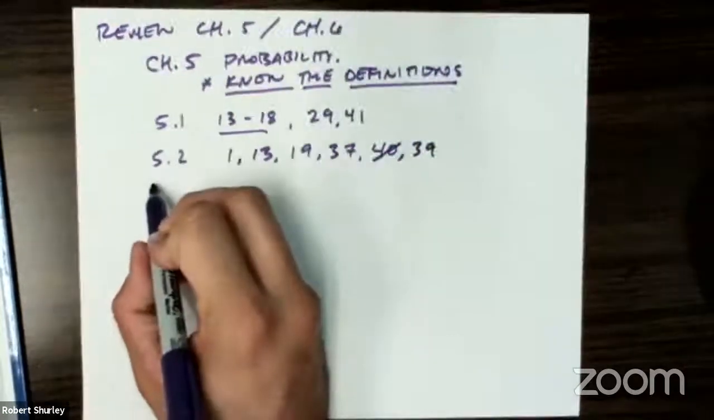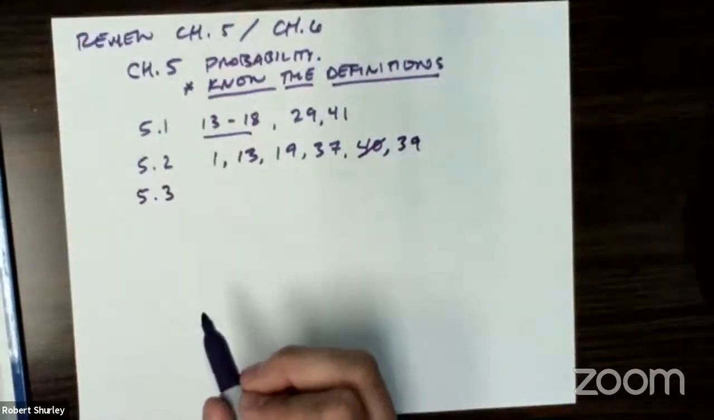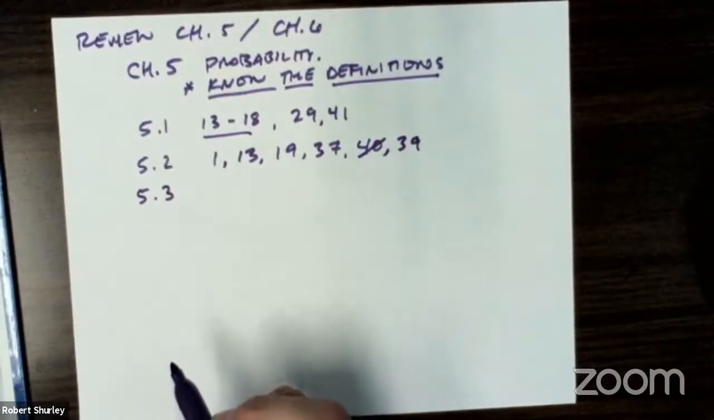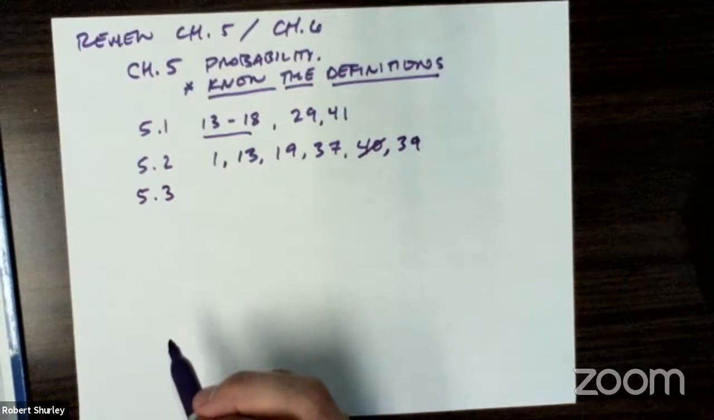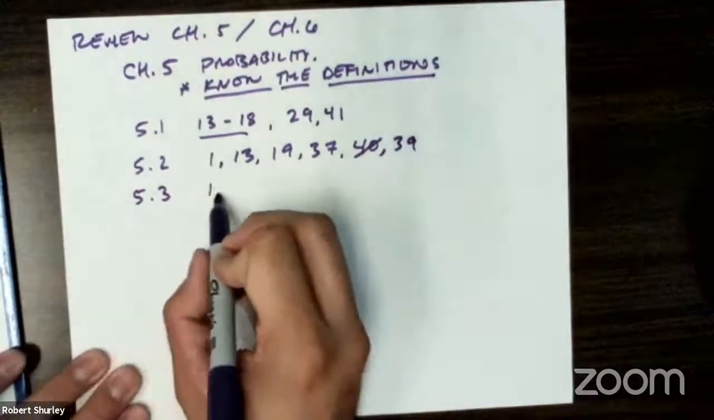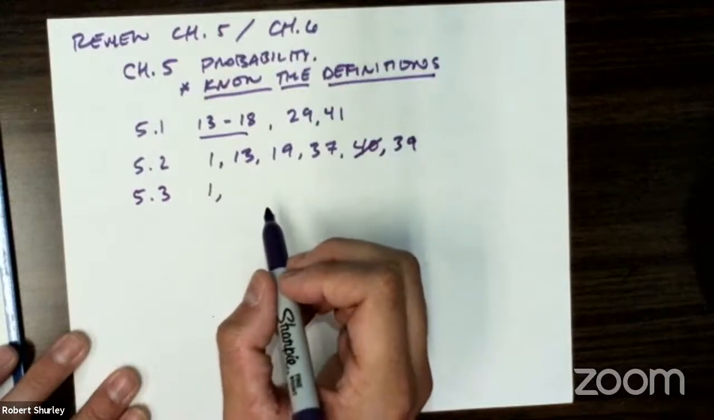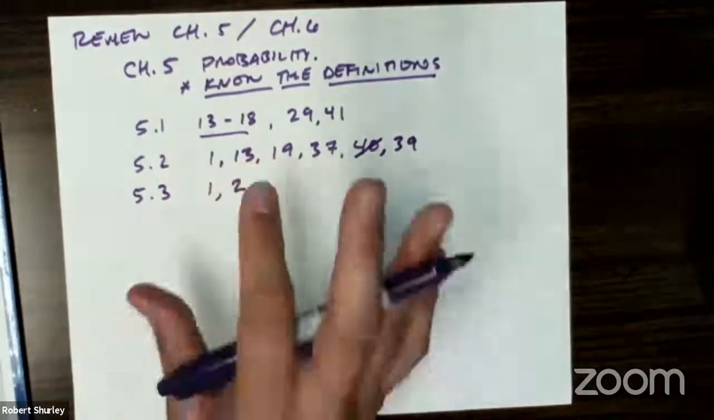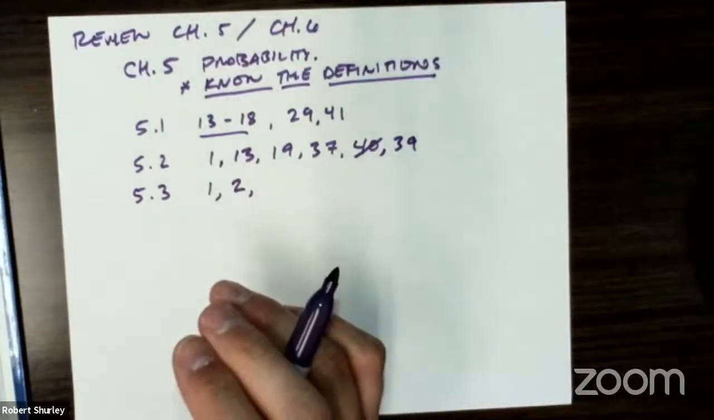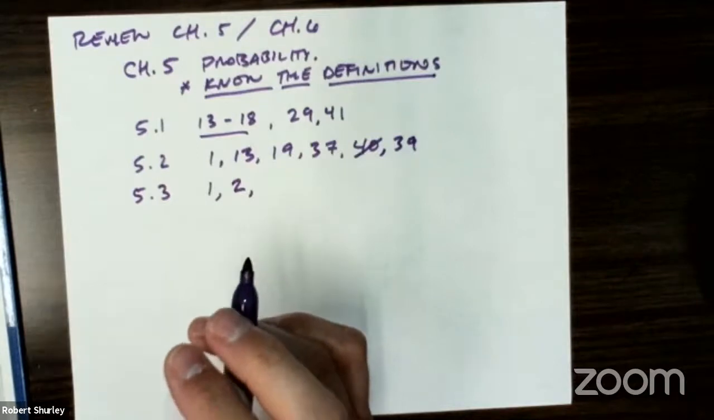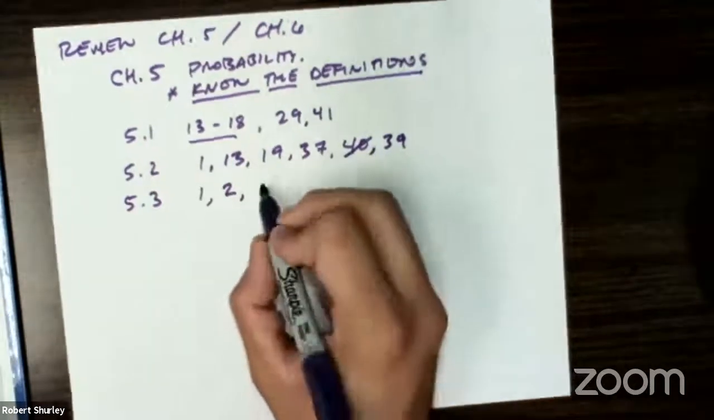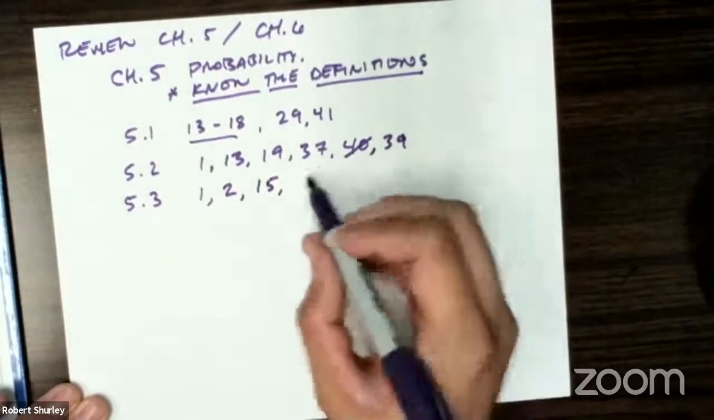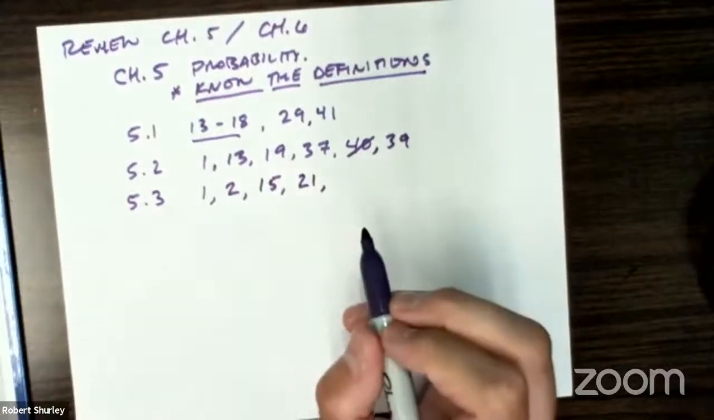And then let's look at 5.3, where we get into conditional probability and the multiplication rule. Number 1 again was a good one. Number 2, those are just good basic conditional probability and multiplication rules. And then using the equation, like 15, 21.